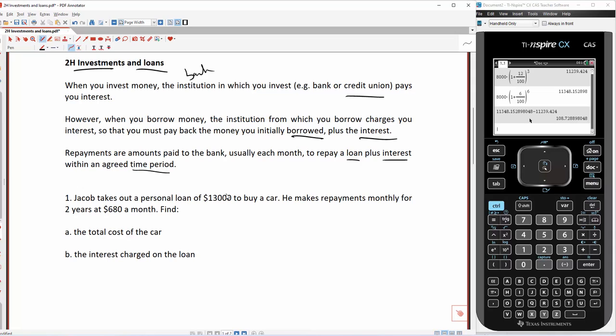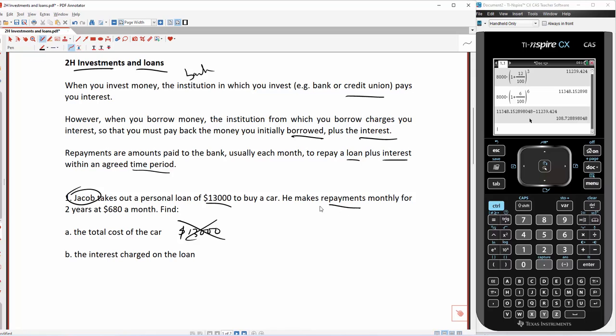Jacob takes out a personal loan of $13,000 to buy a car. He makes regular repayments monthly for 2 years at $680 a month. Find the total cost of the car. Now you might think that the answer is $13,000, which is the total cost of the car, but it's not. Let's find out what Jacob actually has paid for the car.